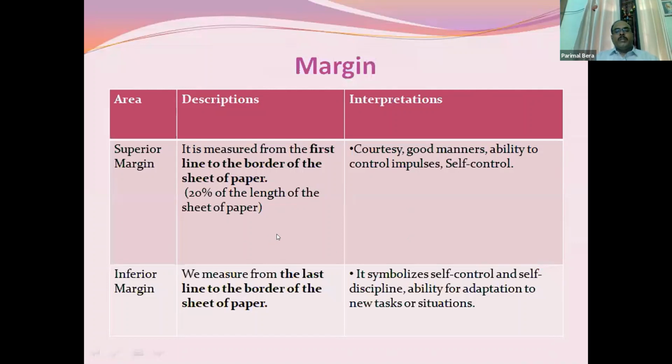And the superior margin means the upper part of this page. So the first line, where I have started the handwriting sample, the individual started writing from there. So that means the gap is there. So how much gap is there in the upper portion? From there we can understand the courtesy, good manner, ability to control impulses, and the self control.